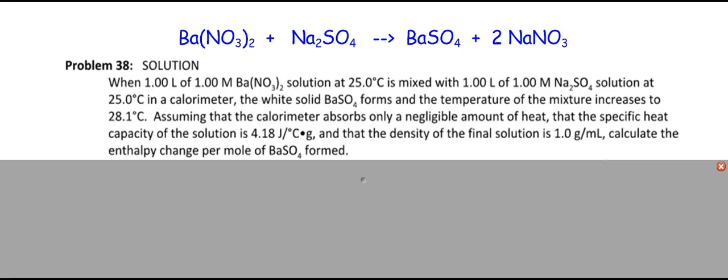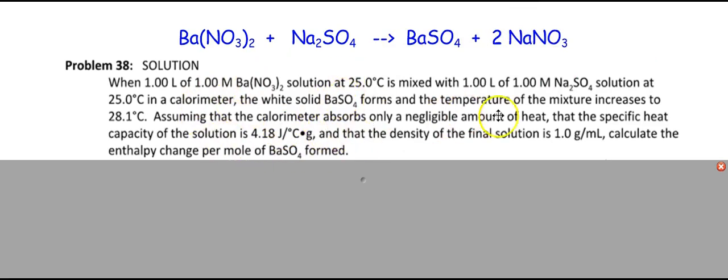Alrighty, Rose. So this is another one, a lot like the ones we've done before. This is a solution. So there's my balanced equation. And why is this important? Because I have 1 mole of barium nitrate, 1 mole of sodium sulfate, and 1 mole of barium sulfate. I don't care about the sodium nitrate. They didn't ask me anything about it.